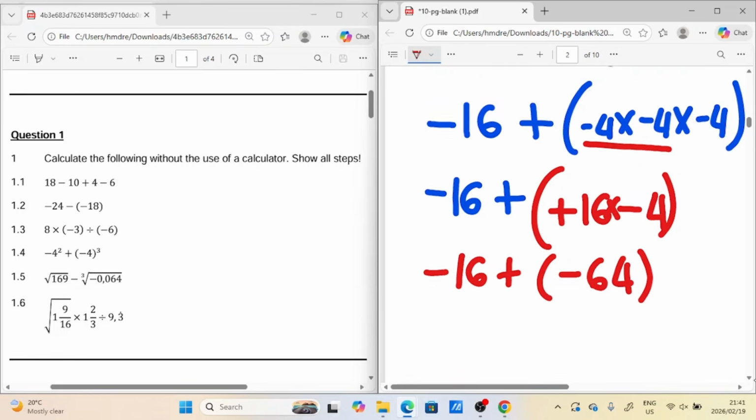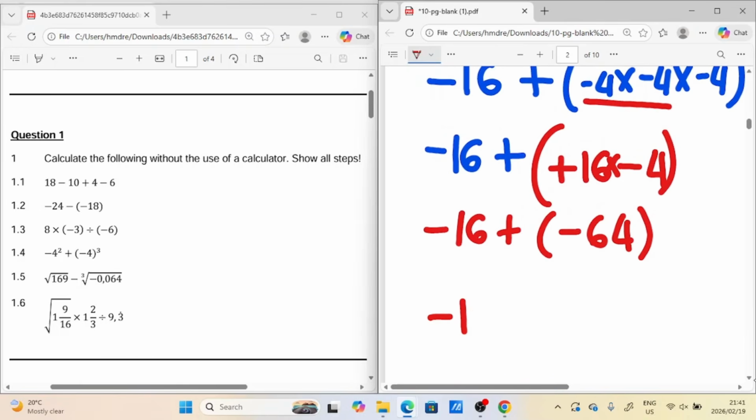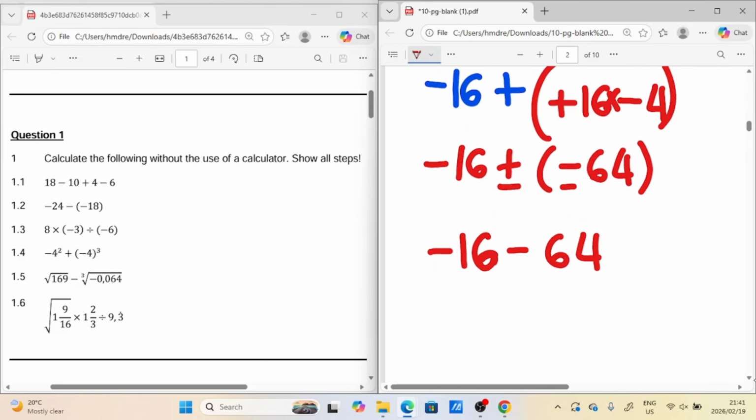And so the first part becomes negative 16. So minus 16 minus 64, which is going to give us negative 64 add 16. So 64 add 6 is 70. Add 10 is 80. So negative 80 for this one. 1.5.